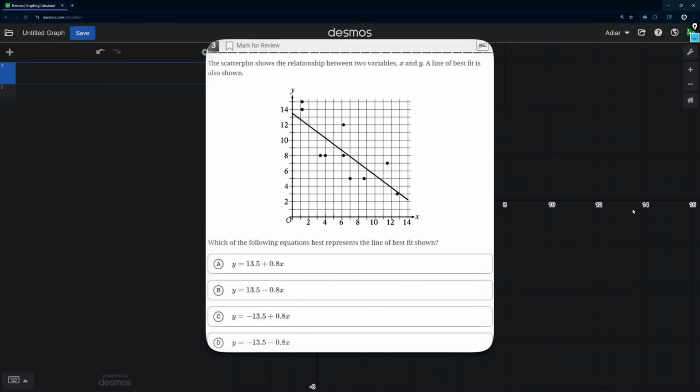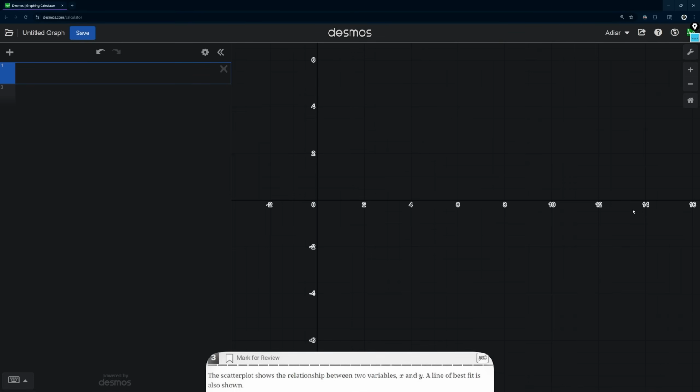And luckily for us, it's multiple choice. What's neat about this multiple choice is that we can just check to see if the y-intercept is negative or positive, and then if the slope is negative or positive, because it turns out that there's only one answer choice for each possibility of positive or negative slope and y-intercept. So we don't even have to worry about the numbers. So when I look at this line, I see that it has a y-intercept that is positive and a slope that is negative. And there's only one answer choice that corresponds to that. It's B, y equals 13.5 minus 0.8x.